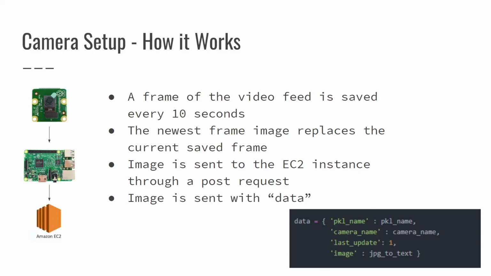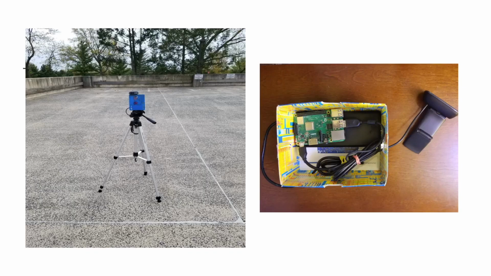These are data points that would go into our JSON file, and this would be the parking lot name, the camera name, when it was last updated, and the image name. The reason why we have the camera name and the parking lot name is because we would have multiple parking lots and multiple cameras per parking lot. So the easiest way to differentiate this would be to send the data to the JSON file while also sending the image. So here's a quick look at our setup.